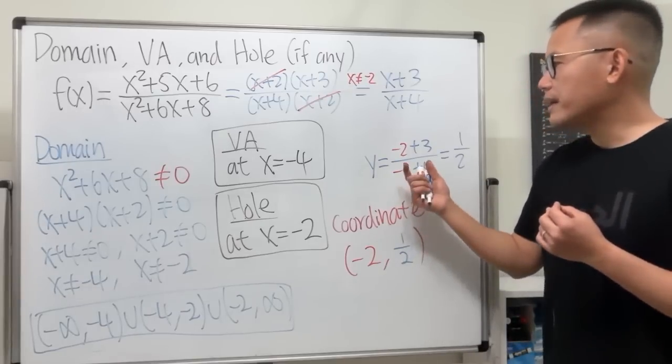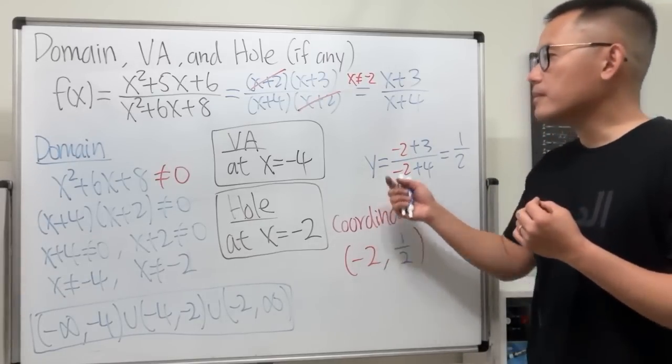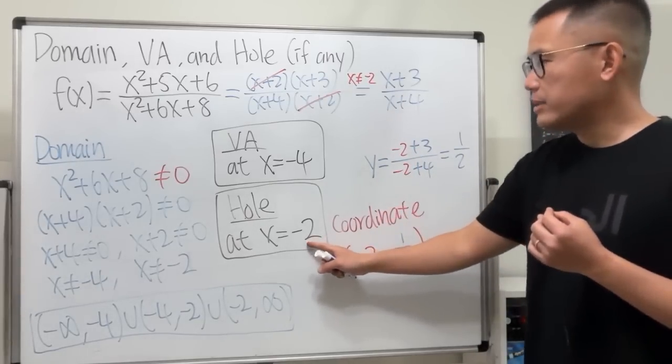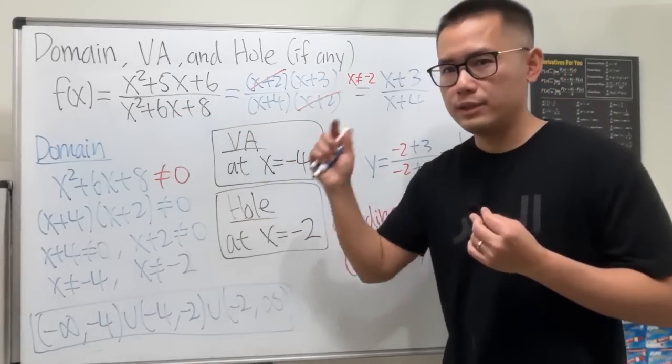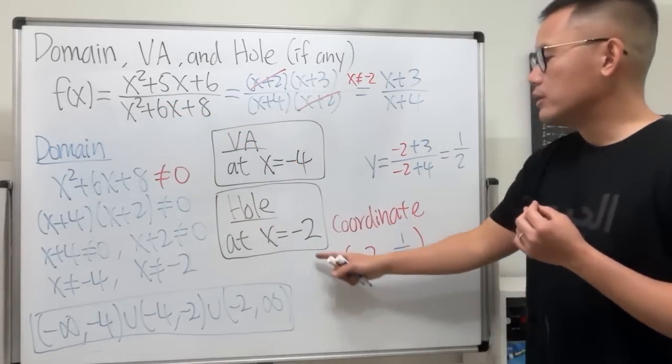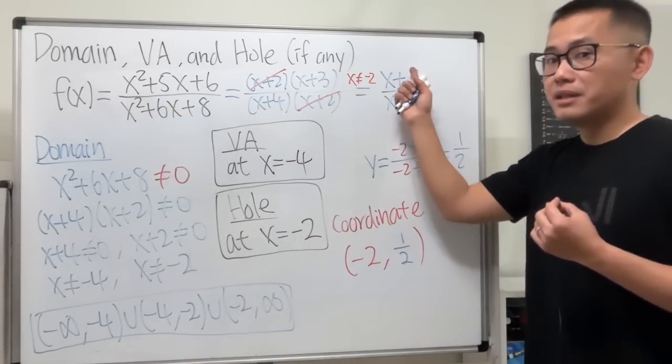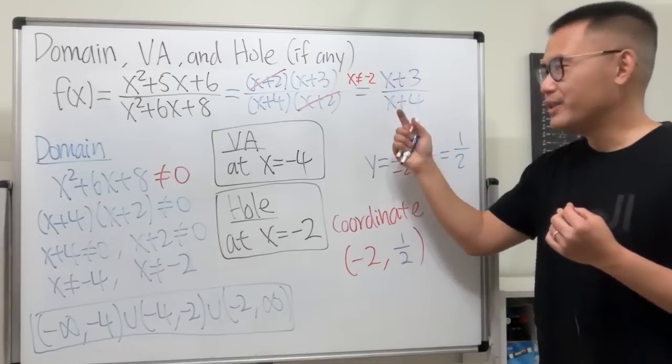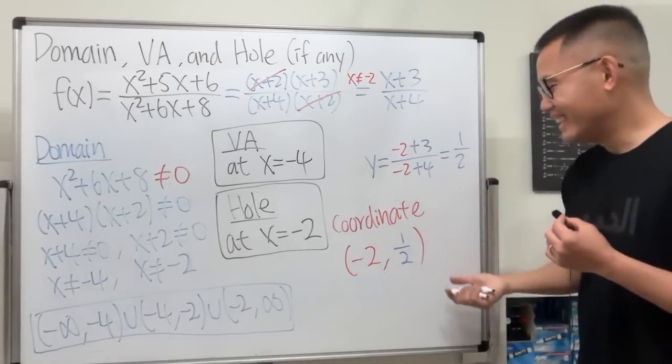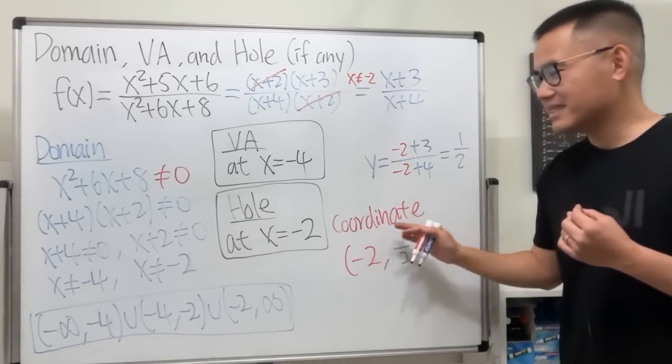Again, to find out the coordinate, do not plug in the -2 into the original, because otherwise you get 0 over 0. Just plug in -2 into here, because you can do so. You get the actual number for that, and that will be the coordinate, the x comma y.